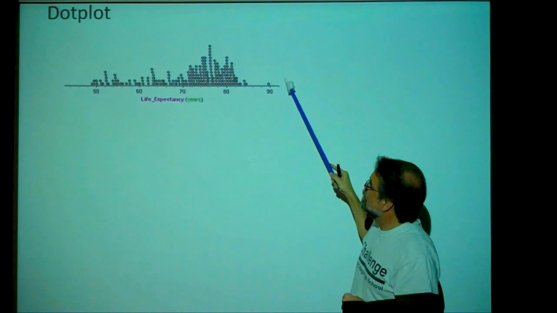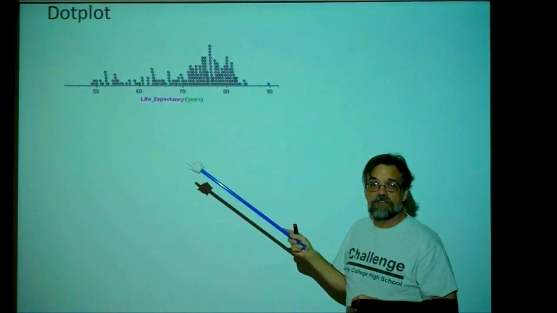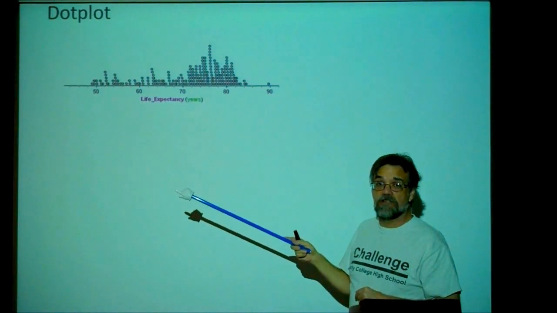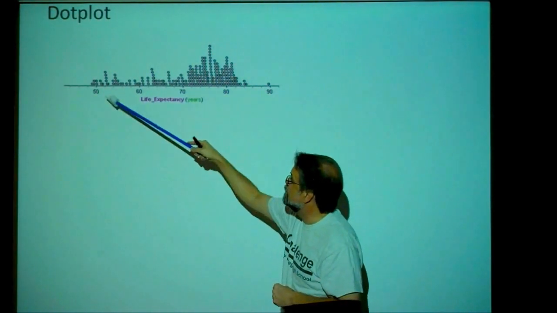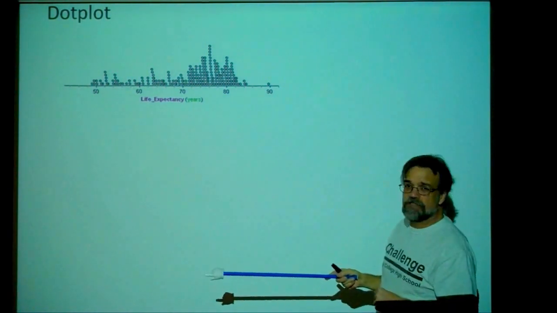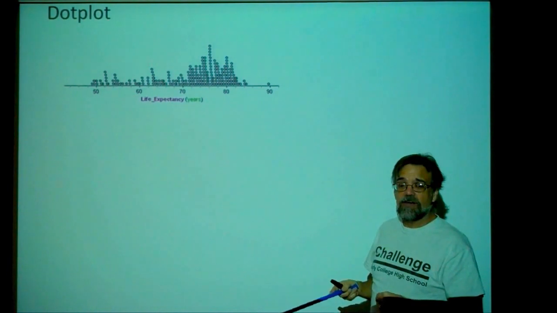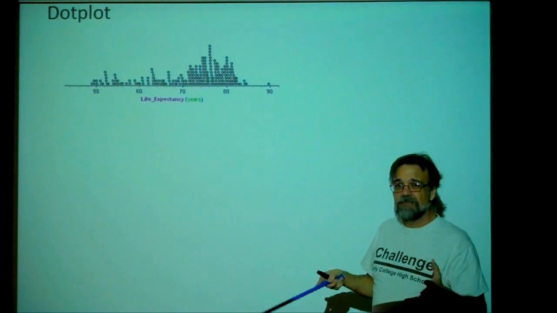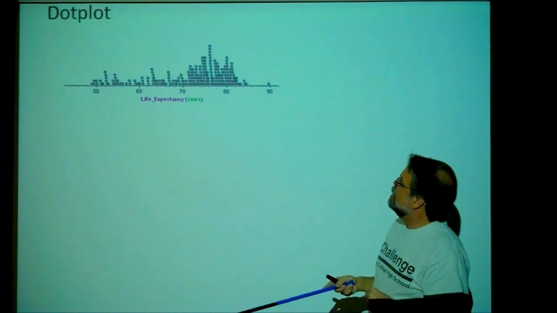The shape, we said that most of our data is here, and then there's a tail going out there. The way to describe that is it is skewed to the left, meaning you got a tail moving out here to the left side. Skewed to the left, and we might have an outlier right there. An outlier is merely a data point that doesn't seem to go with the rest of them. Okay, it's way off to one side.